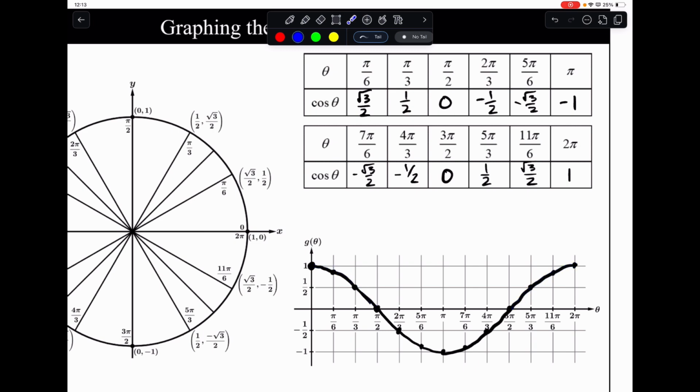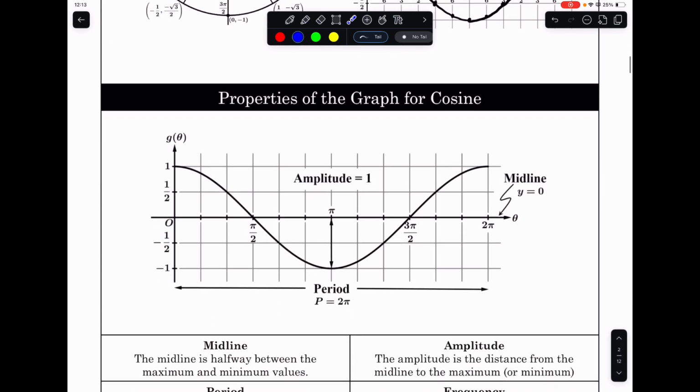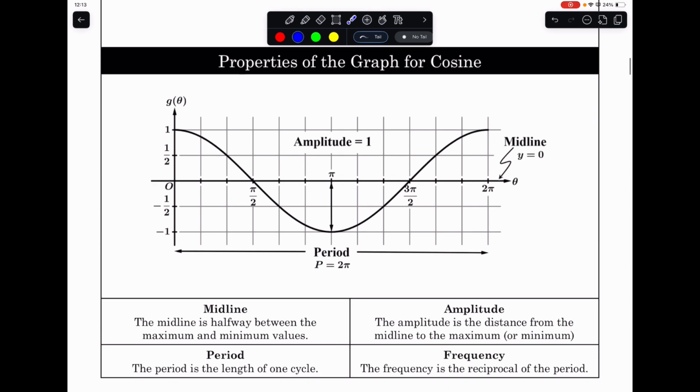So let's look at those characteristics. And just like with the sine function, it has the exact same characteristics. Let's start with the midline. The midline of this is going to be half the distance between the maximum and minimum value. So if I use the midpoint formula and add the lowest point with the highest point and divide that by 2, I'm going to see that the midline is at 0 yet again, because negative 1 plus positive 1 equals 0, and half of 0 is still 0.